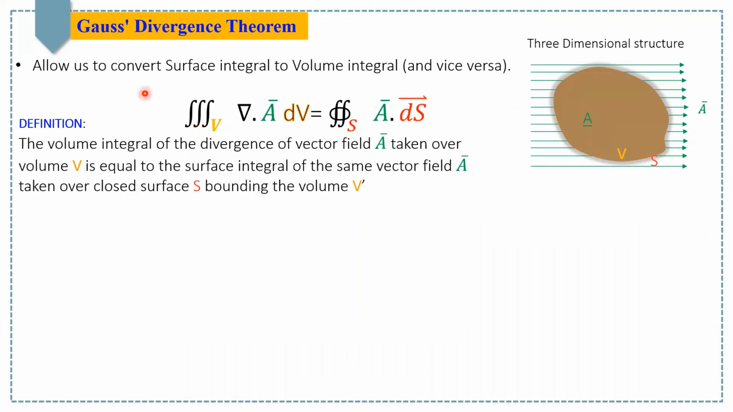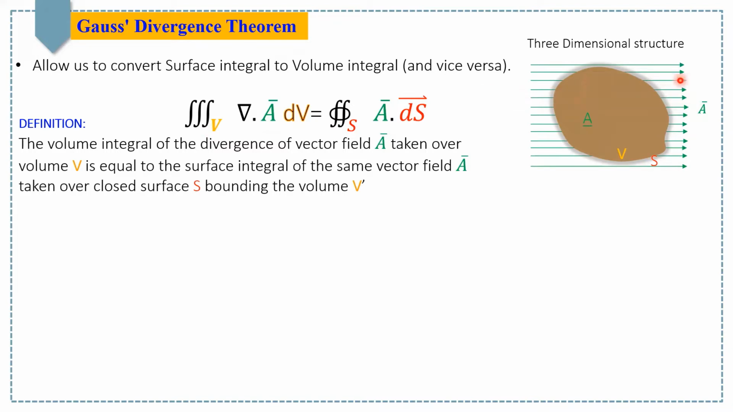In this lecture, we will discuss the Gauss divergence theorem. This theorem helps us convert a surface integral into a volume integral, or a volume integral into a surface integral. Mathematically, the volume integral of the divergence of any vector field A taken over a volume V is equal to the surface integral of the same vector field A taken over the closed surface S that is bounding this volume V.